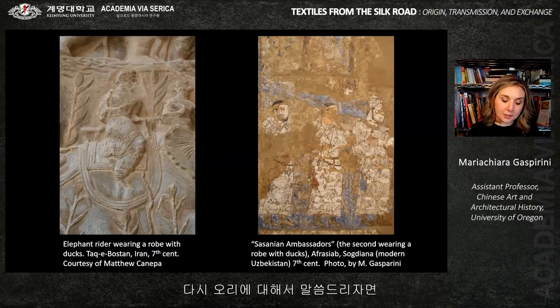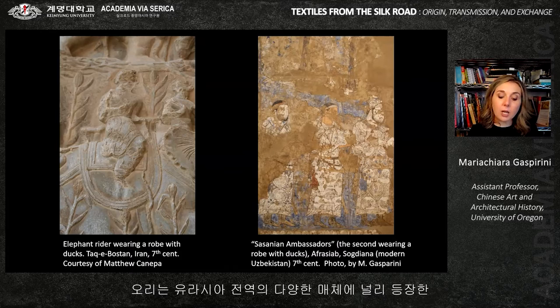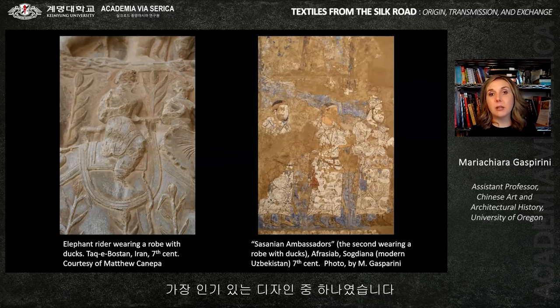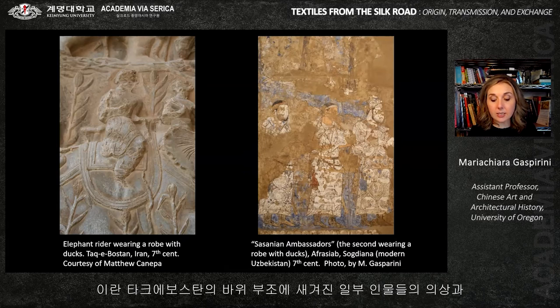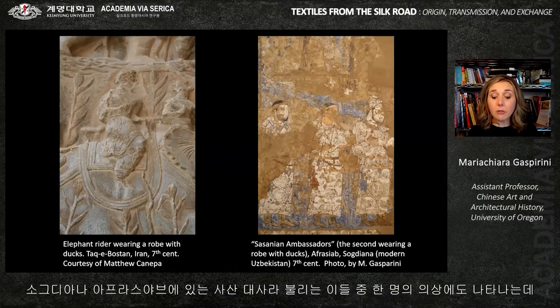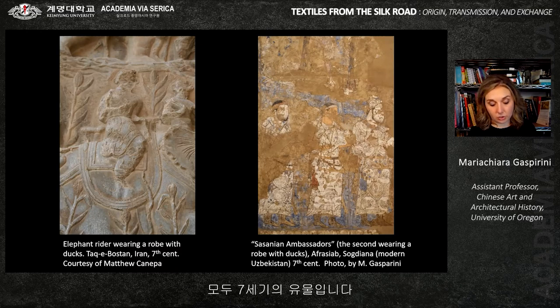Going back to the duck, this animal was one of the most popular motifs that widely appeared on various media across Eurasia. It is often attributed to the Sasanians and is seen on the costume of some people carved in the rock relief of Taq-e Bostan in Iran, and on the robe of one of the so-called Sasanian ambassadors in Afrasiab, Sogdiana, both dated to the 7th century.